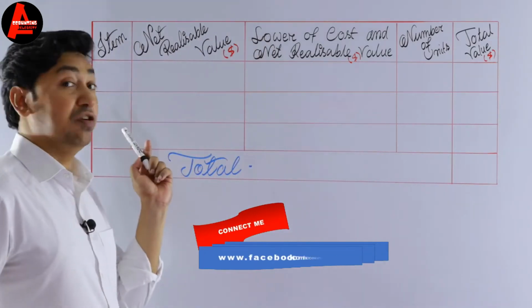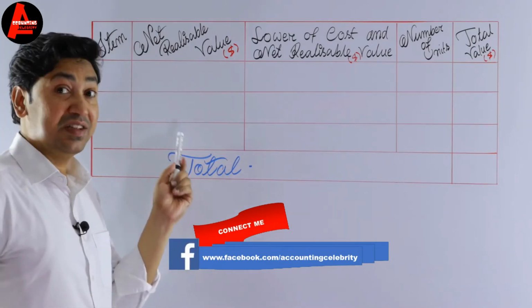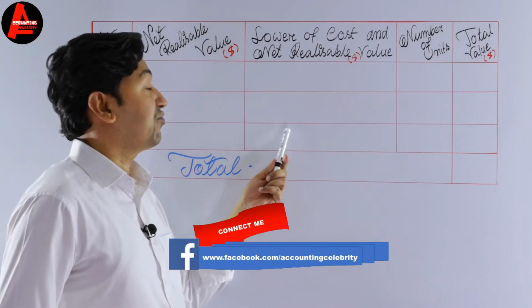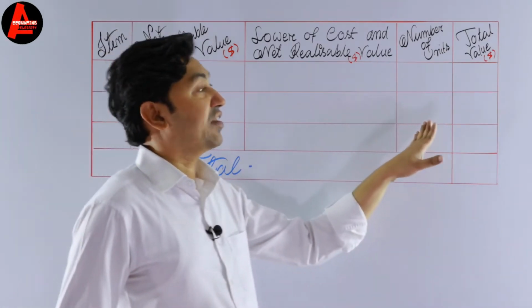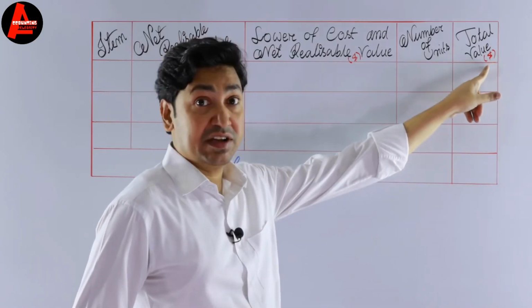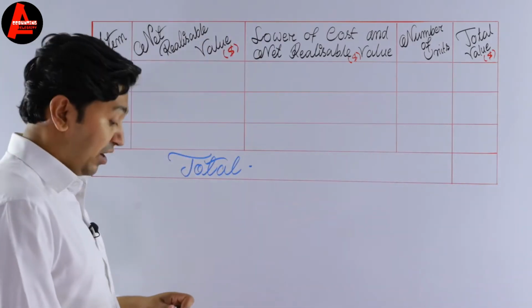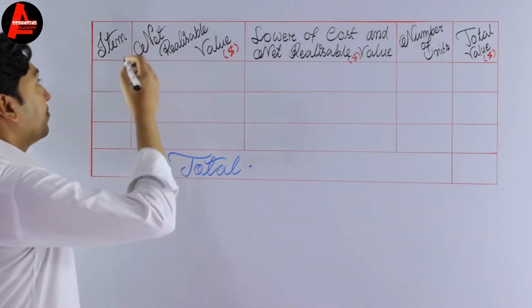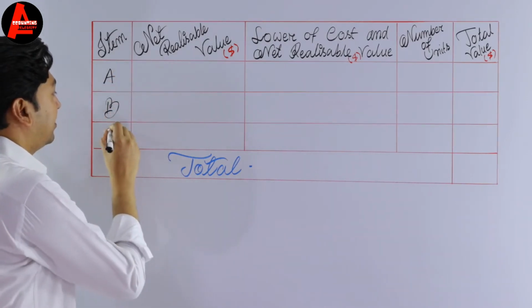Here we will write the name of the item. Here net realizable value means the selling price. Here we will write the selling price or the cost price, whichever is lower. Then here we will write the number of units and here the value. Here you see the dollar sign, that means we have to write the dollar amount here. We have three items. First one is A, another one is B, then C.